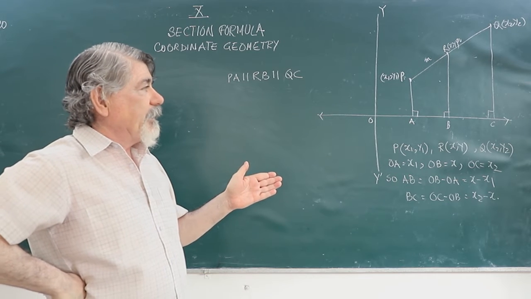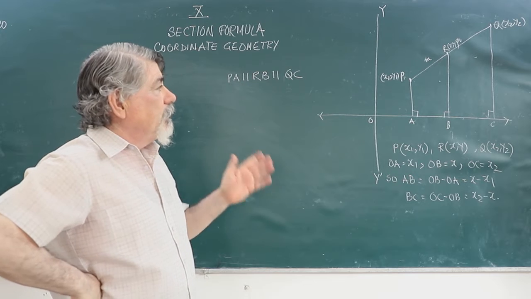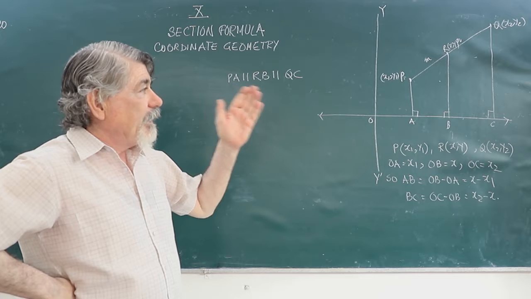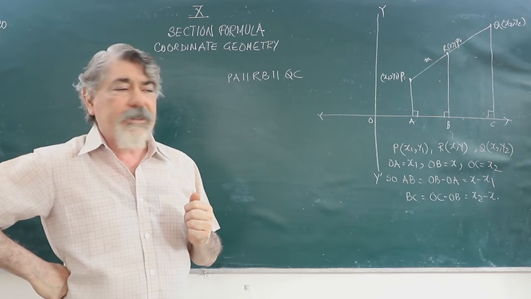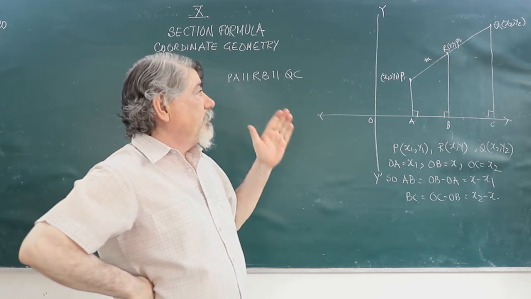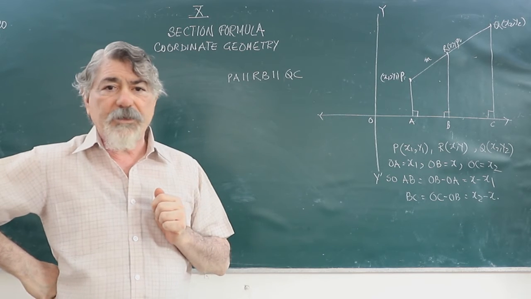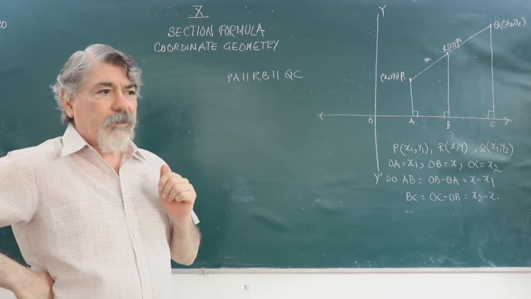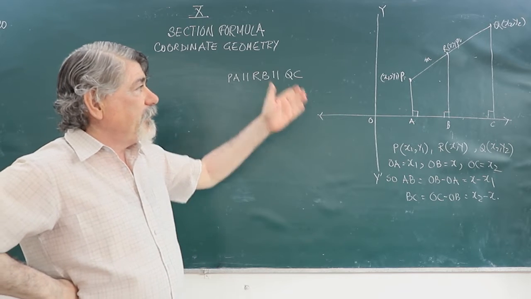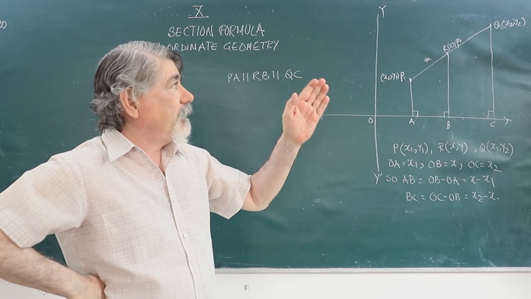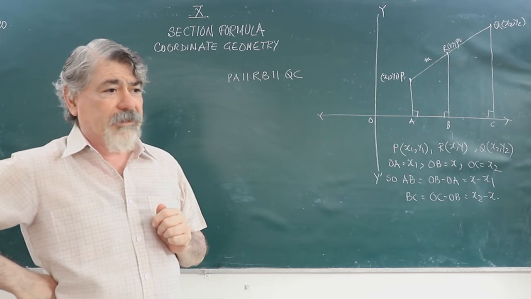So PA is making an angle of 90 degrees with the x-axis, RB is making an angle of 90 degrees with the x-axis, and QC is making an angle of 90 degrees with the x-axis. That means PA, RB and QC are parallel to each other. These are three parallel lines: PA, RB and QC are parallel lines.